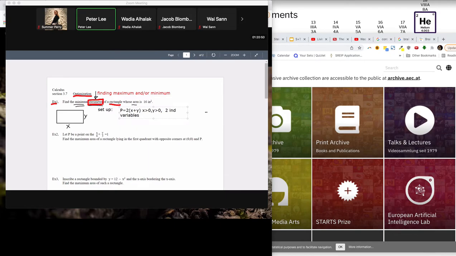The way we calculate the number of variables is not the same as in related rates. For optimization, you look at the number of variables. P is just a name; we can create any name, but P for perimeter, and then we have two independent variables. That means if you have two independent variables, we need one constraint, or condition. We call them condition or constraint.